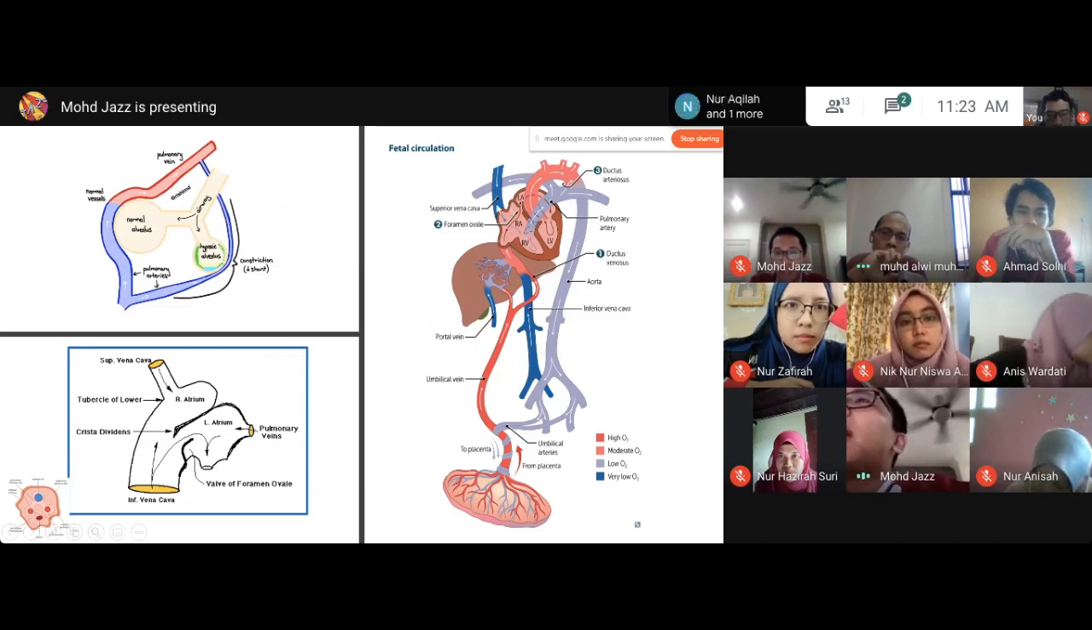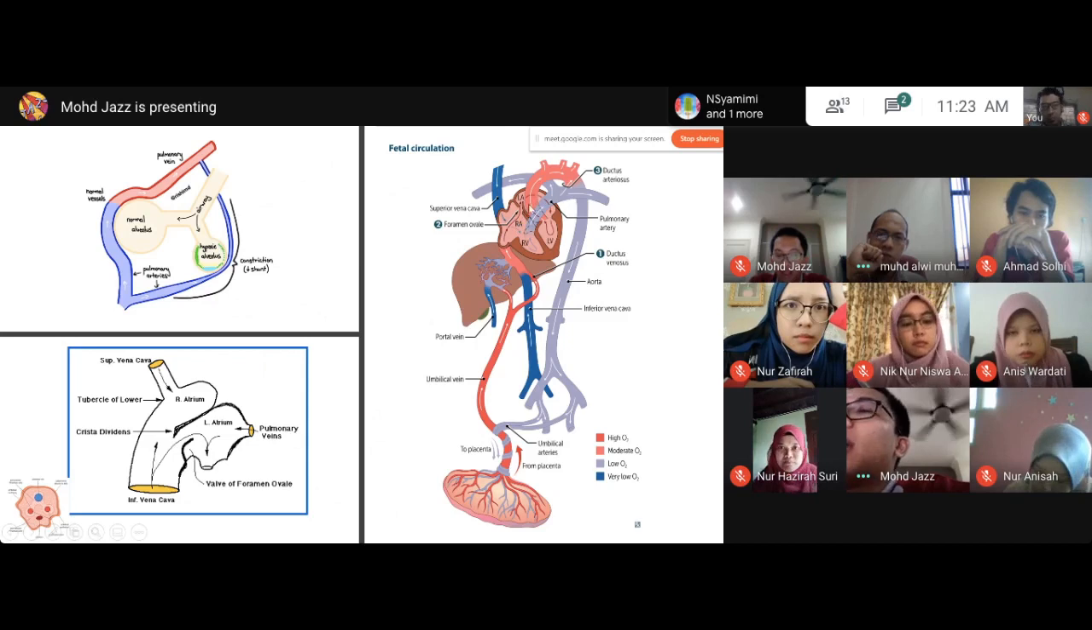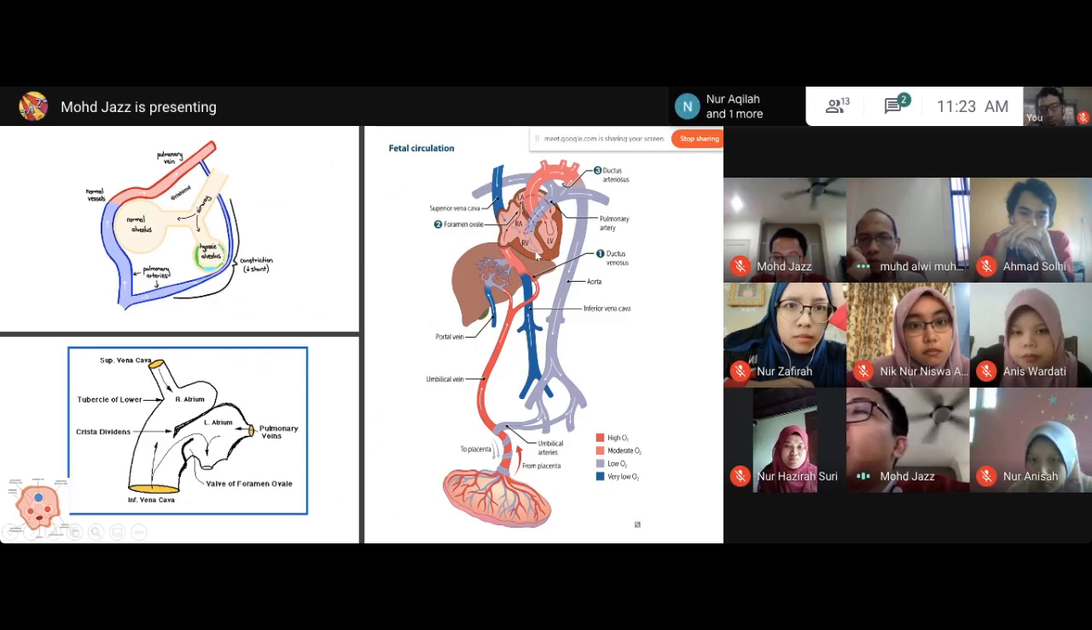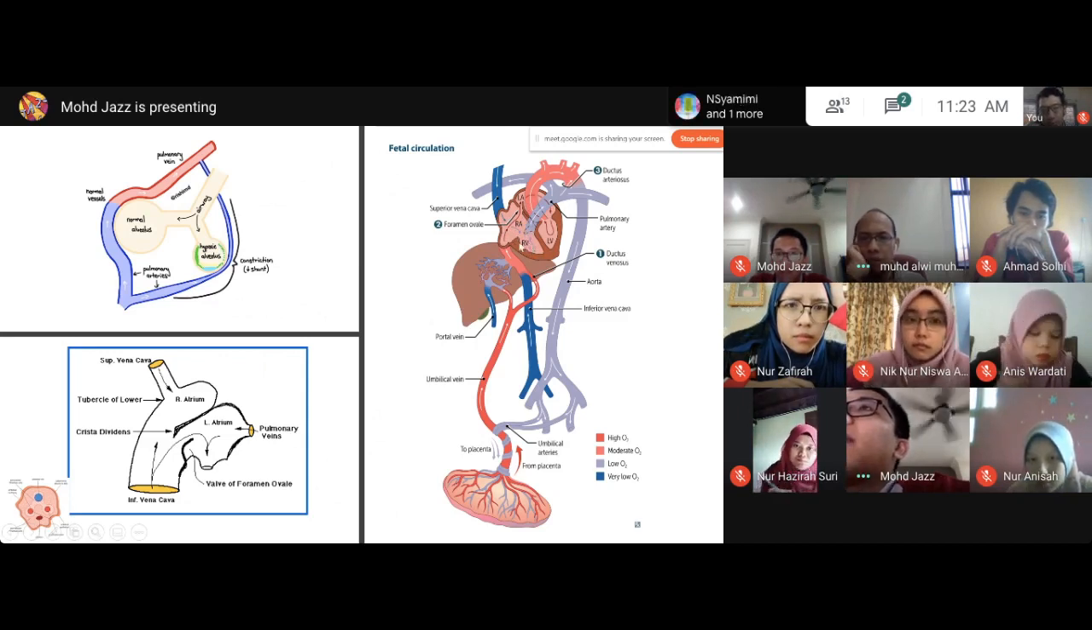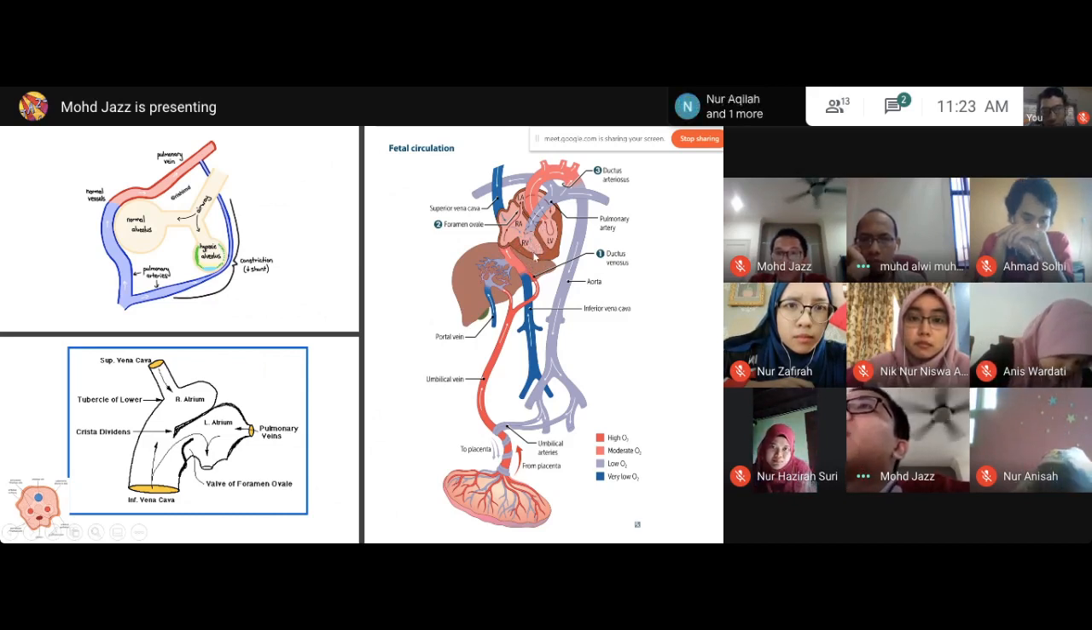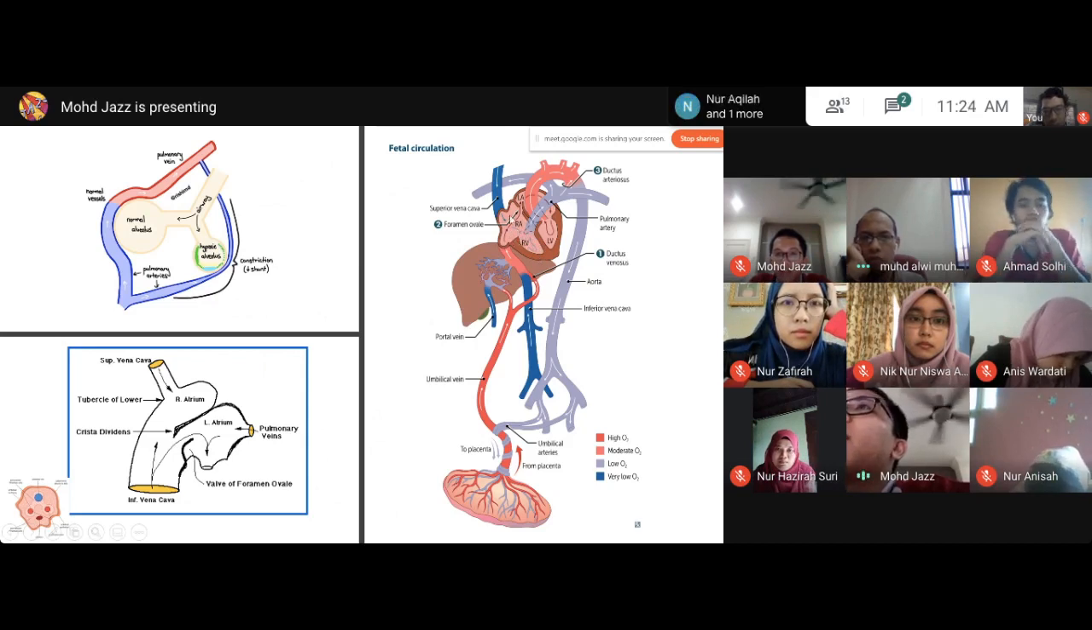As it empties into the right atrium, about 1/3 of the blood flow will go through the foramen ovale, whereas 2/3 will go into the right ventricle, which accounts for about 65% of the blood volume. It enters the right ventricle. So we will follow through the pathway from the right ventricle, yeah? From the right ventricle, it will pump, as mentioned previously, and then it will go through the pulmonary artery.